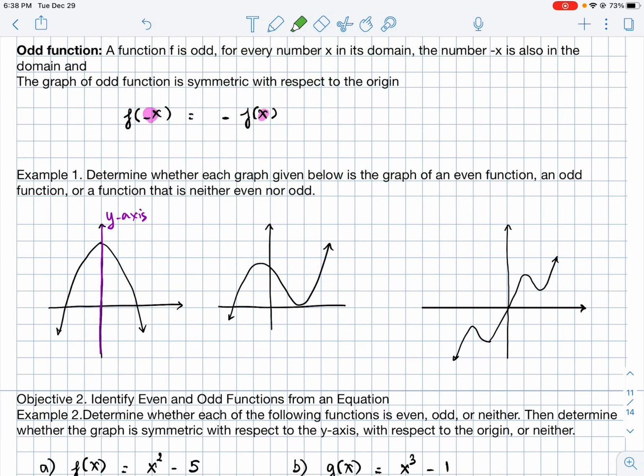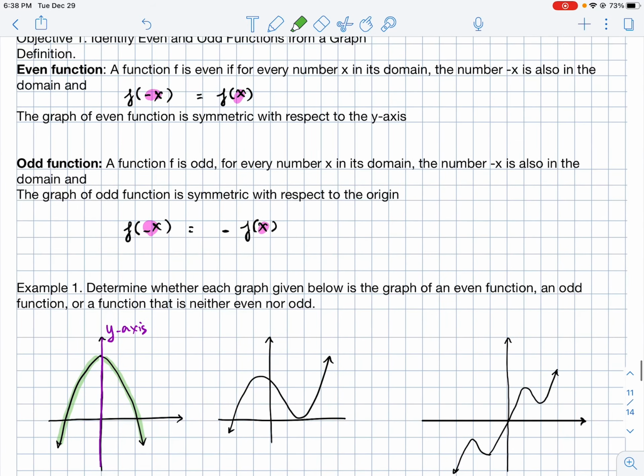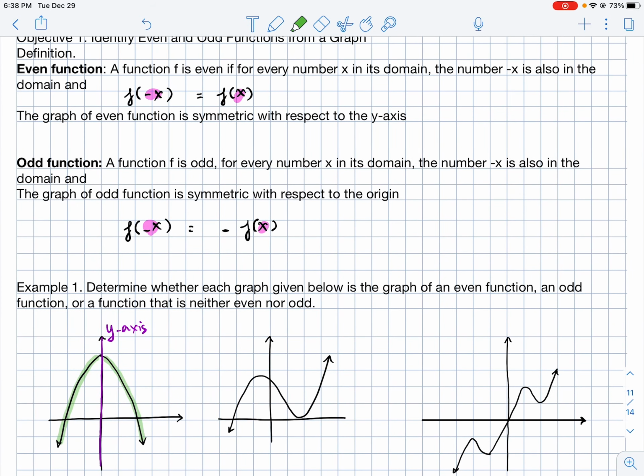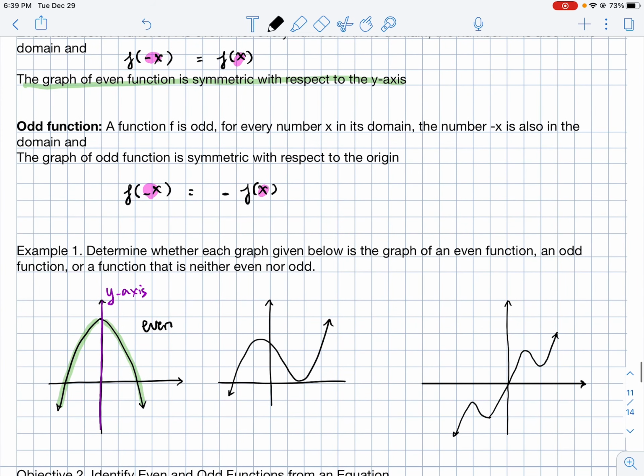So this is the y-axis. And you see that the graph has a right-hand side and a left-hand side. They are symmetrical with respect to the y-axis. This means the same as imagining the y-axis like a mirror. Then the right-hand side is the image of the left-hand side, and the left-hand side is the image of the right-hand side. So by the definition of an even function, the graph of an even function is symmetric with respect to the y-axis. So the first one is symmetric with respect to the y-axis, so we conclude that the first one is even.